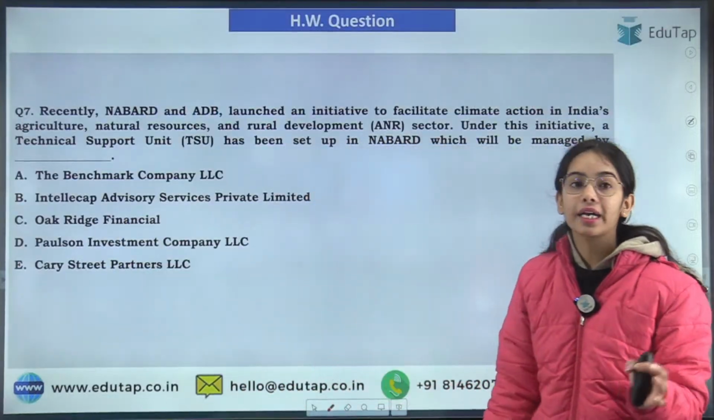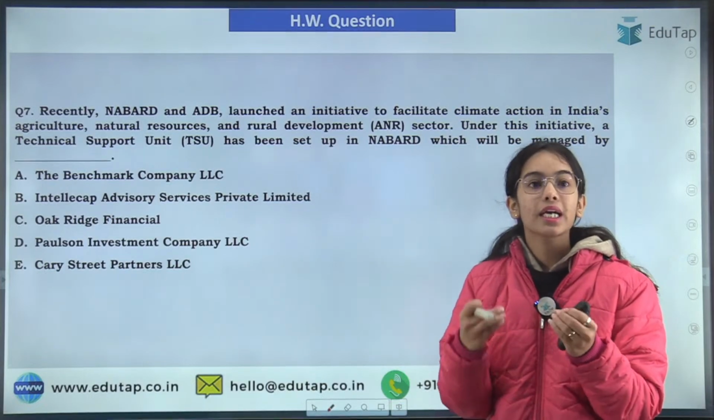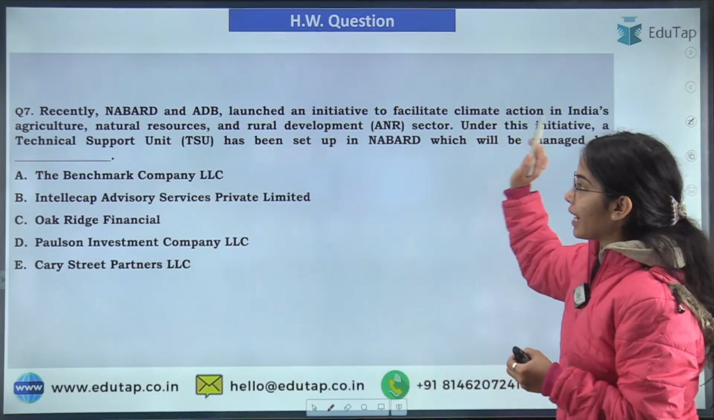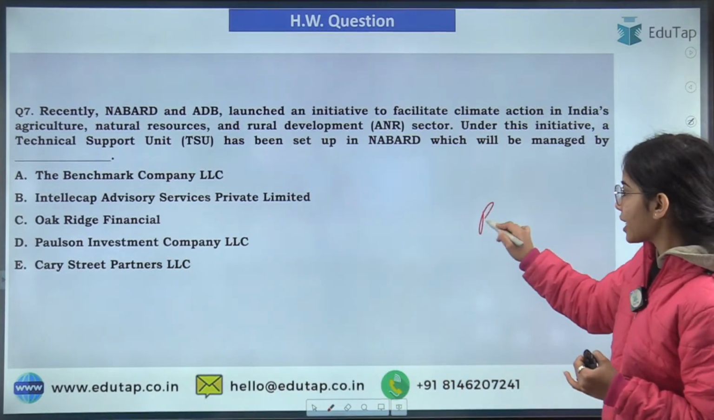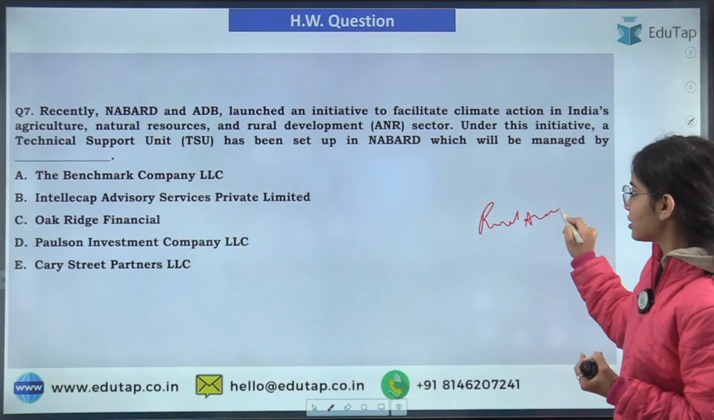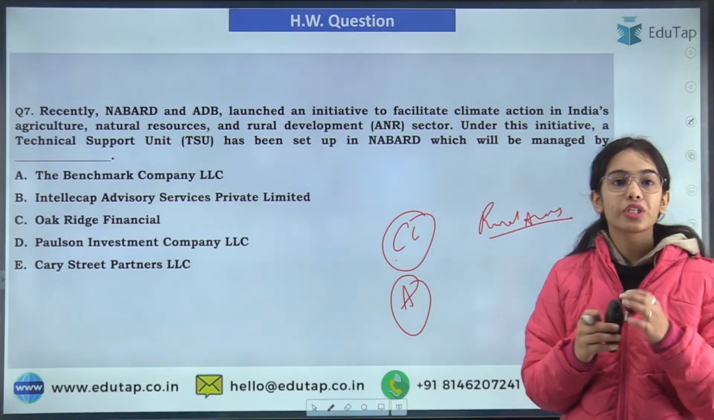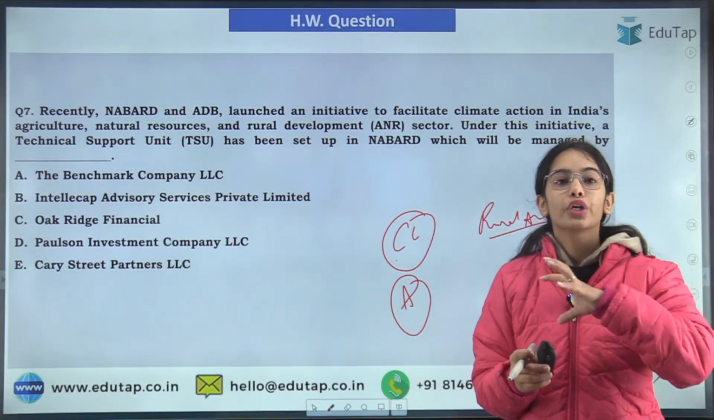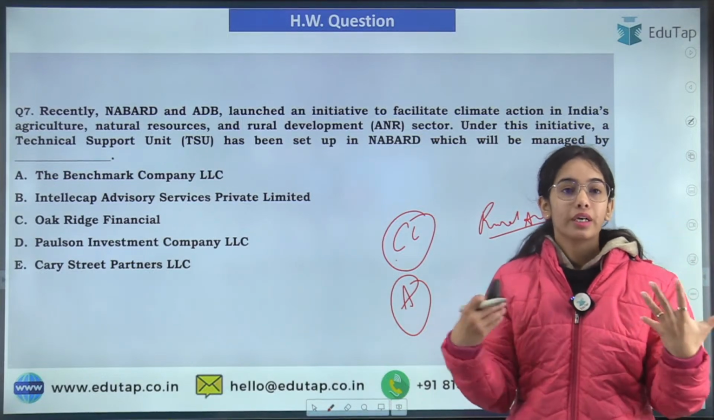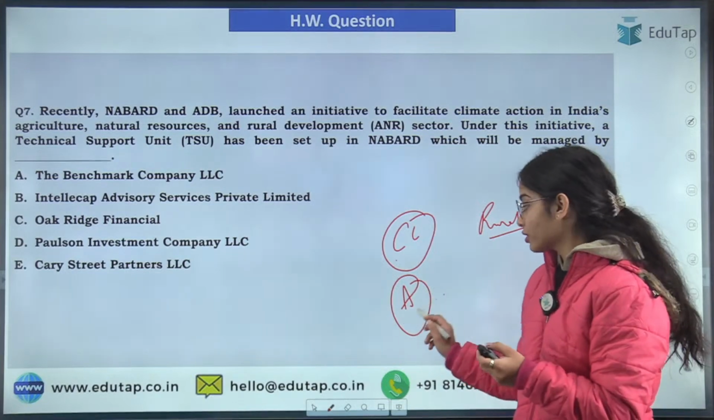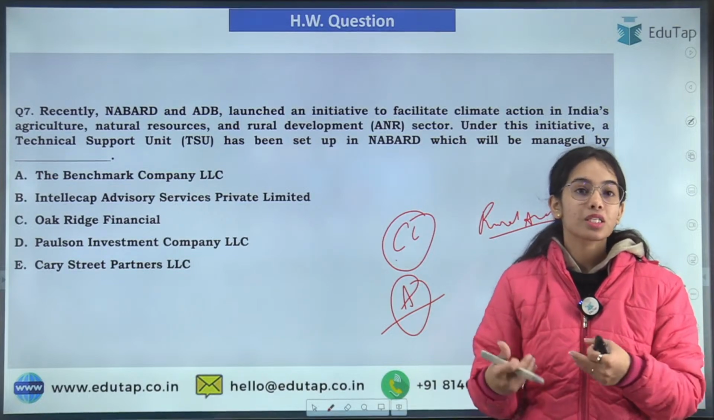Another news article we have discussed is regarding NABARD and ADB. They have launched an initiative to facilitate climate action in India's agriculture, natural resources and rural development. Rural areas are suffering a lot due to climate change. Problems are coming in agriculture: rainfall is not happening on time at some places, and soil fertility is reducing because too many chemicals are getting mixed in the soil.